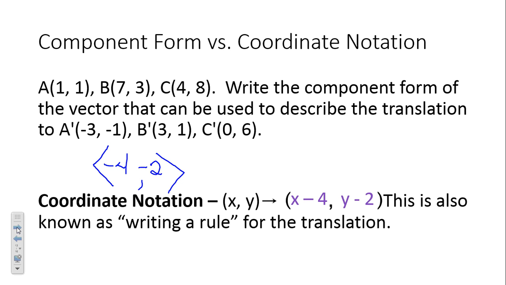If someone asks you to write a rule for a translation, they want the coordinate form, coordinate notation. Which one has more writing, component form or coordinate form? Definitely coordinate notation. There's a lot more writing with it because you write parentheses x comma y and then an arrow to say mapping to parentheses x minus 4 comma y minus 2. There's a lot less writing in component form.